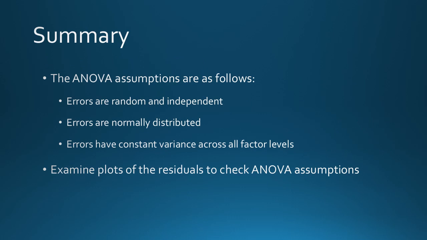So let's review. We learned that there are three key assumptions about the errors for an ANOVA model: that the errors are random and independent, the errors are normally distributed, and the errors have constant variance across all factor levels. If the model violates these assumptions, the results of the analysis can be misleading. We can examine the plots of the residuals to check the ANOVA assumptions.